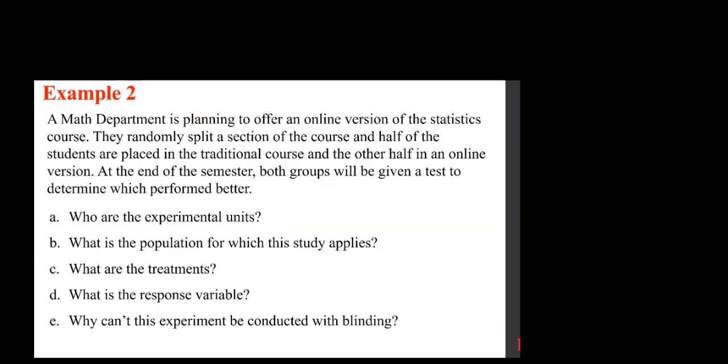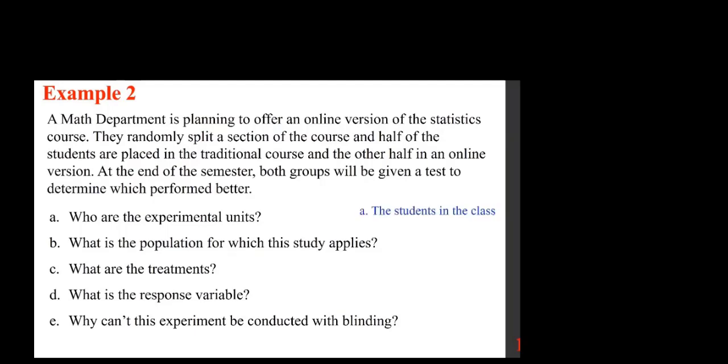A math department is planning to offer an online version of the statistics course. They randomly split a section of the course, and half of the students are placed in the traditional course and the other half in an online version. At the end of the semester, both groups will be given a test to determine which performed better. So we want to answer this question by looking at various parts. So who are the experimental units? The students taking the course.